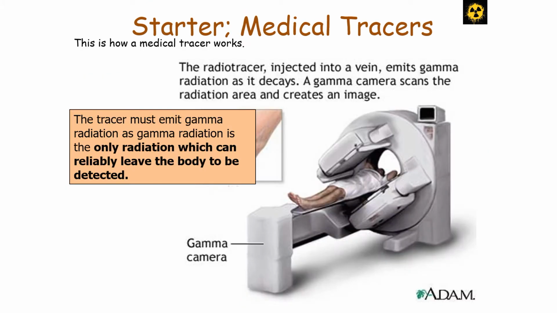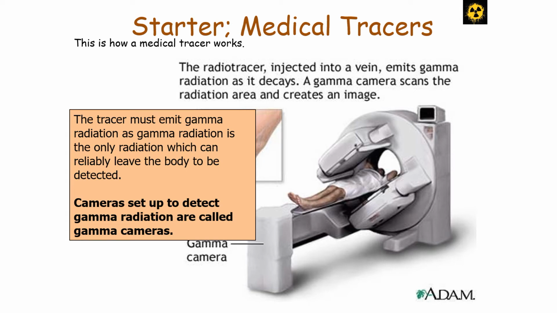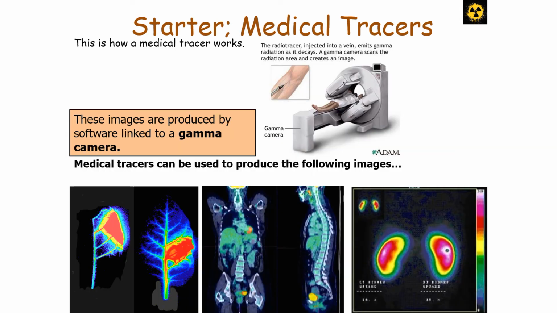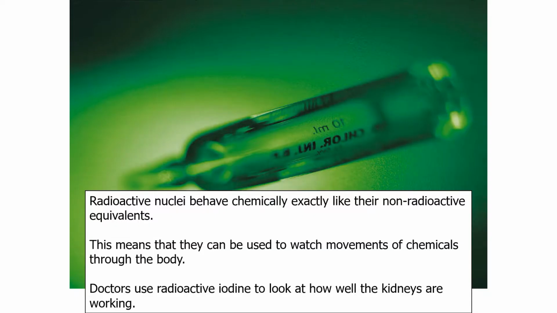The tracer should emit gamma radiation, as gamma radiation is the only radiation which can reliably leave the body and then be detected outside of the body. So cameras are set up to detect gamma radiation, and we call those gamma cameras. The medical tracer will then link to a gamma camera and can produce the following images. Radioactive nuclei behave chemically exactly like their non-radioactive equivalent, so they can be used to watch movements of chemicals through the body. So doctors can use radioactive iodine to look at how well the kidneys are working.